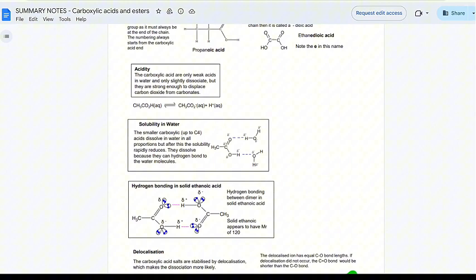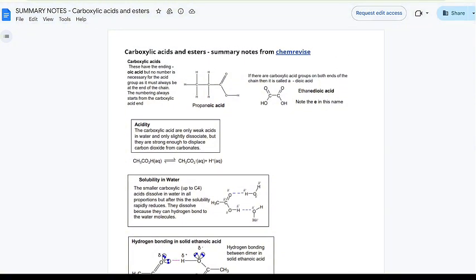Okay, so carboxylic acids. These have the ending oic acid, but no number is necessary for the acid group as it must always be at the end of the chain. The numbering always starts from the carboxylic acid end. If there are carboxylic acid groups on both ends of the chain, then it's called a dioic acid. Ethane dioic acid. Note the E in its name.